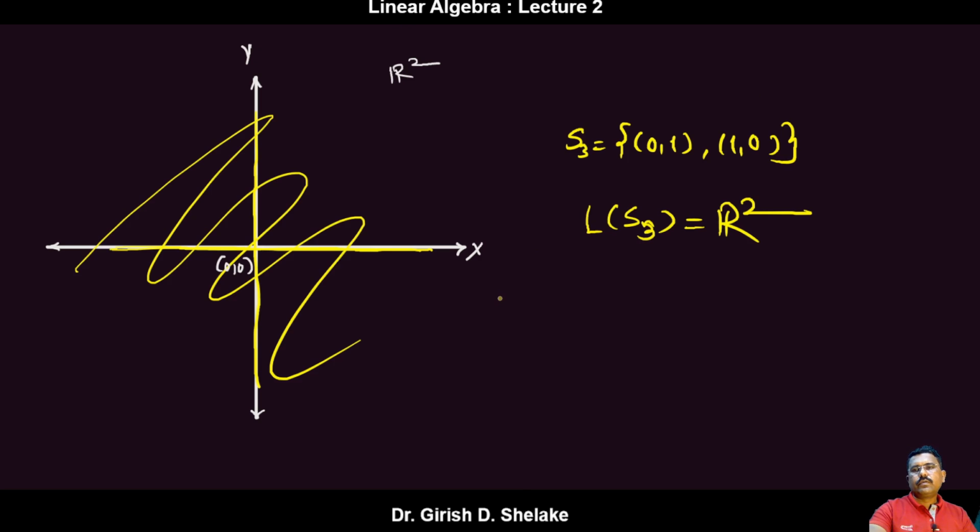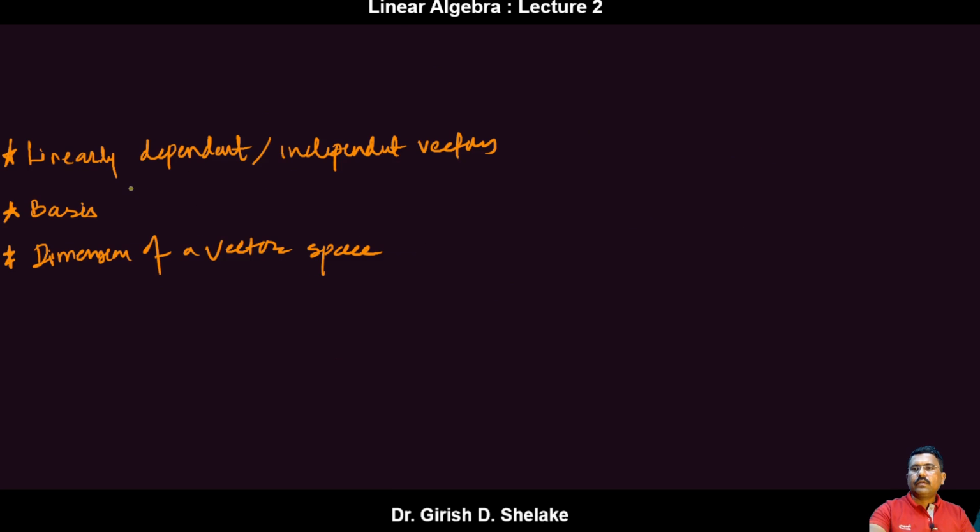Students, in this lecture we have seen the definition of homomorphism, internal and external direct sum, and linear span with some examples. In the next lecture we are going to see the definition of linearly dependent and independent vectors, then the basis of a vector space, and third, the dimension of a vector space with some examples.